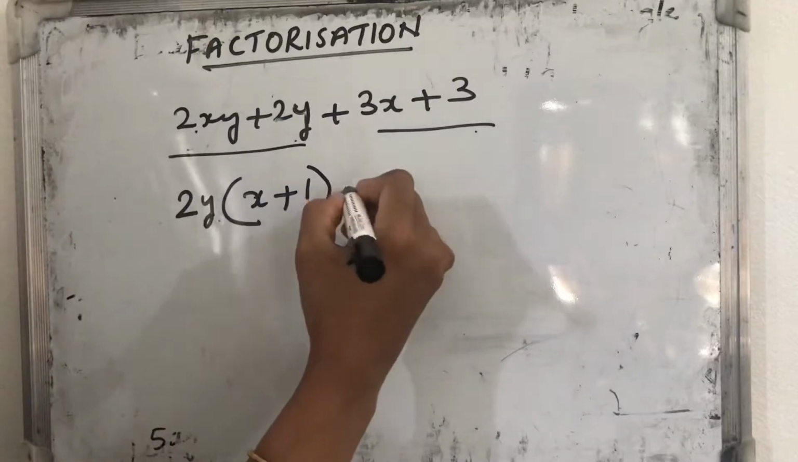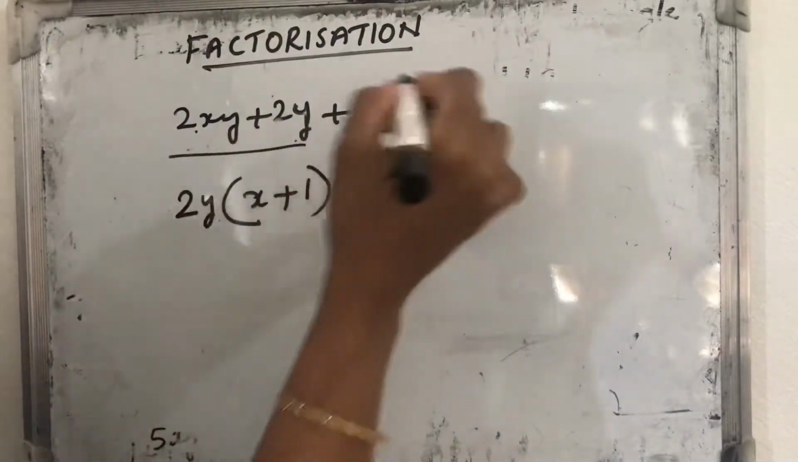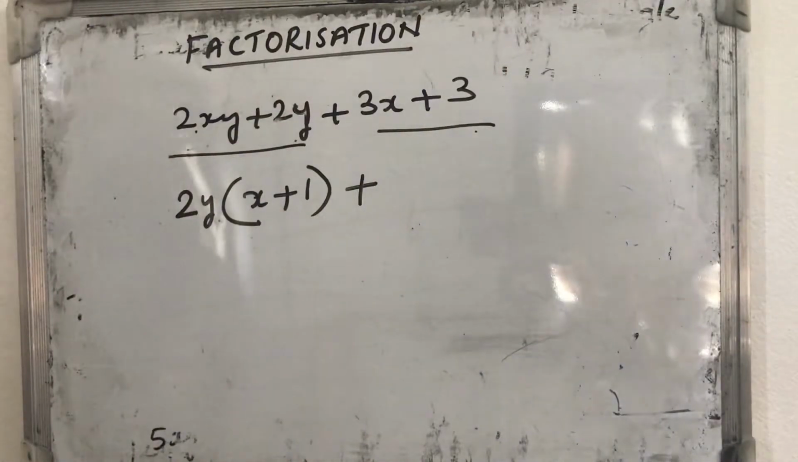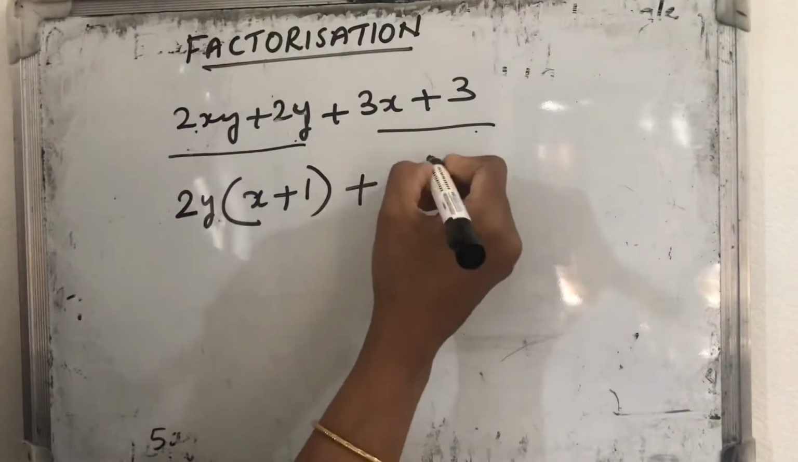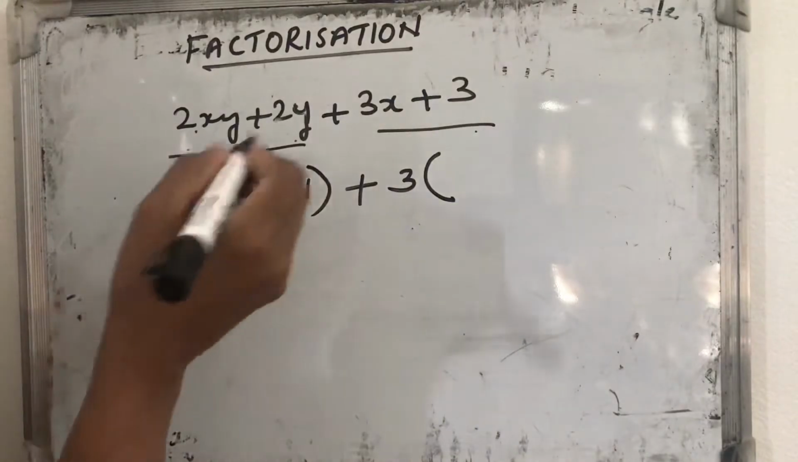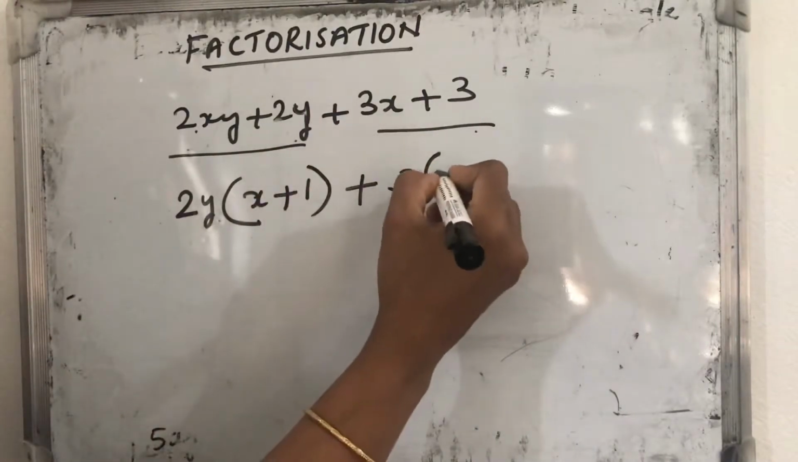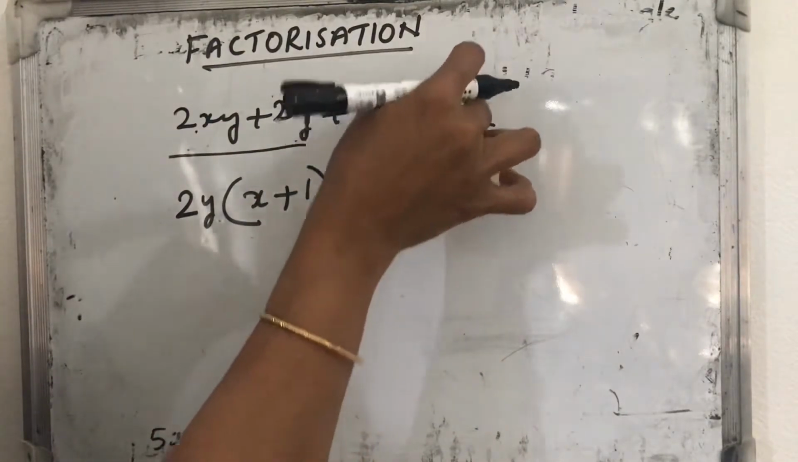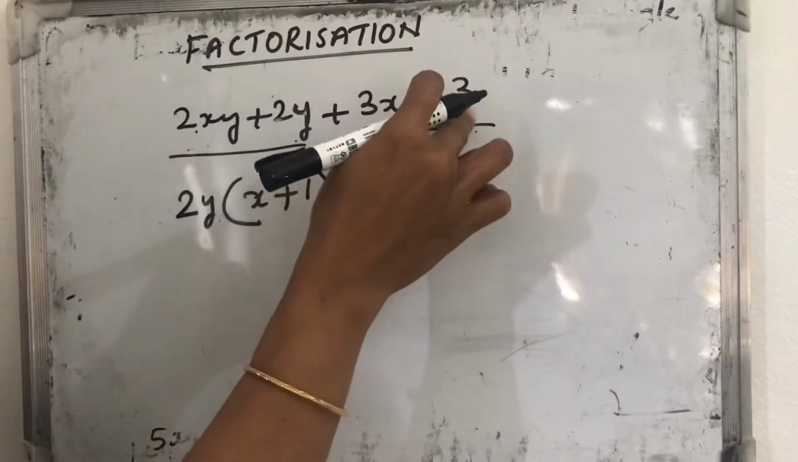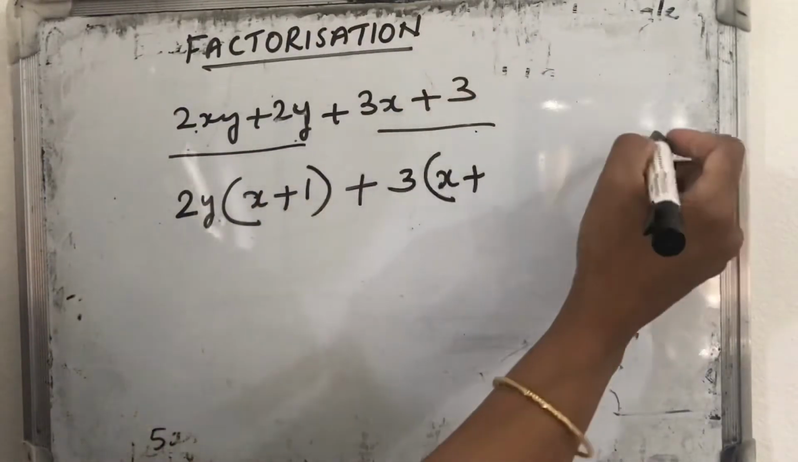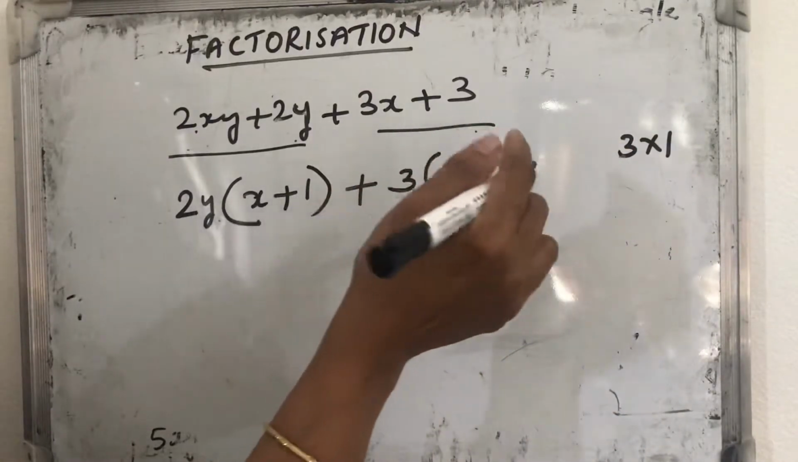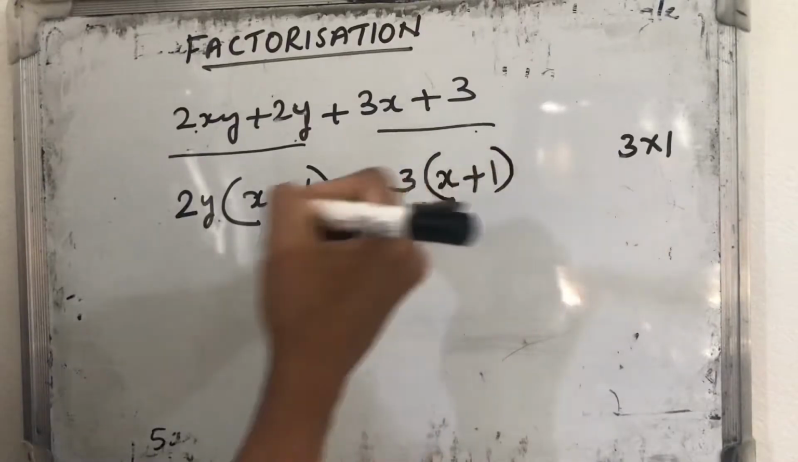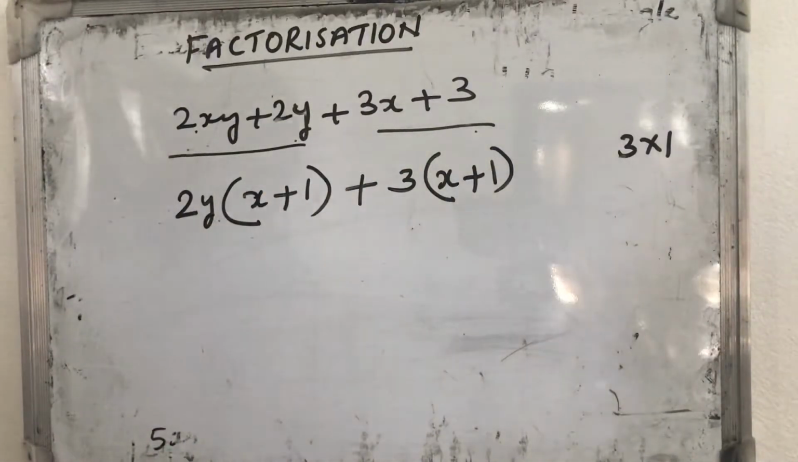Plus, when we consider the third and fourth terms, 3 is the common factor. When we take 3 outside, x is remaining, plus when we take 3 outside, what is remaining here? We can write 3 as 3 into 1. Then when we take 3 outside, 1 is remaining. So 3 into x plus 1.